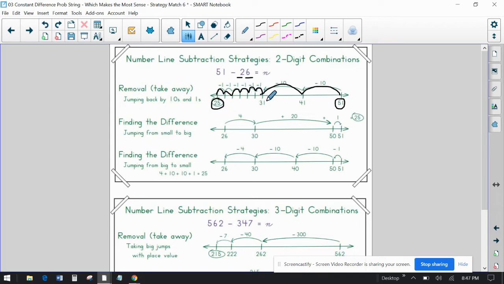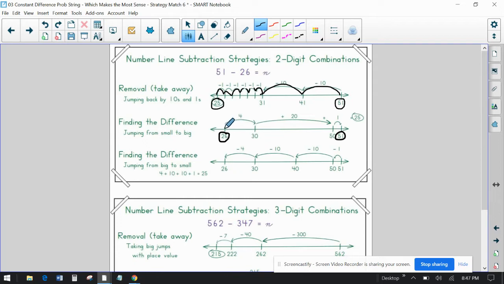Then there's also the finding the difference. I personally like the finding the difference method because you get to count forward. And the way to do that is you plot both numbers once again, or you plot the big number once again on the number line here. But you also put the small number on the number line. And then what you're doing is you're starting at the small number, and then you're going to count forward up to the big number. And the answer is going to be all the jumps that you made.